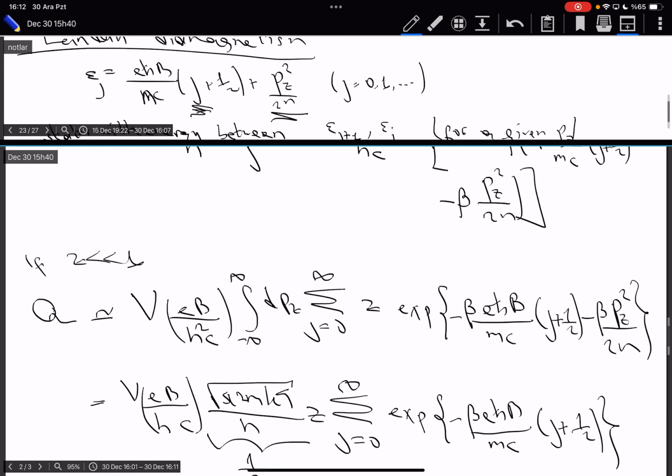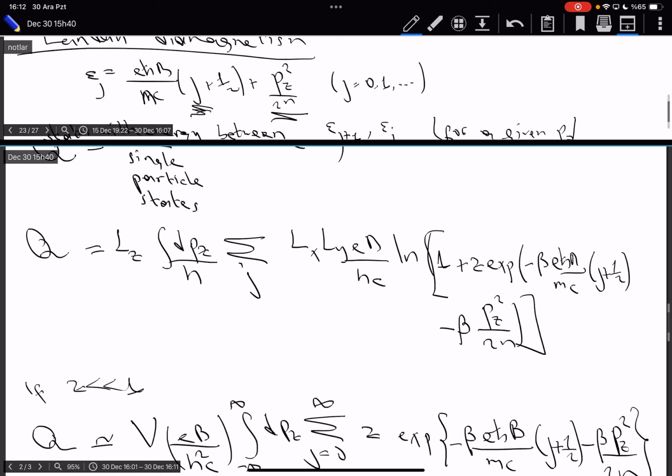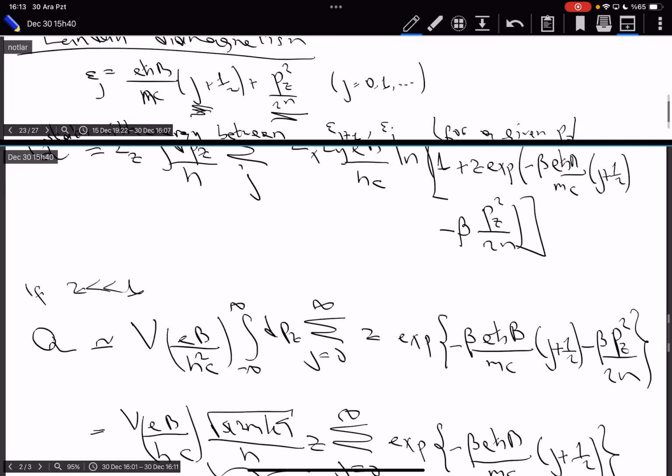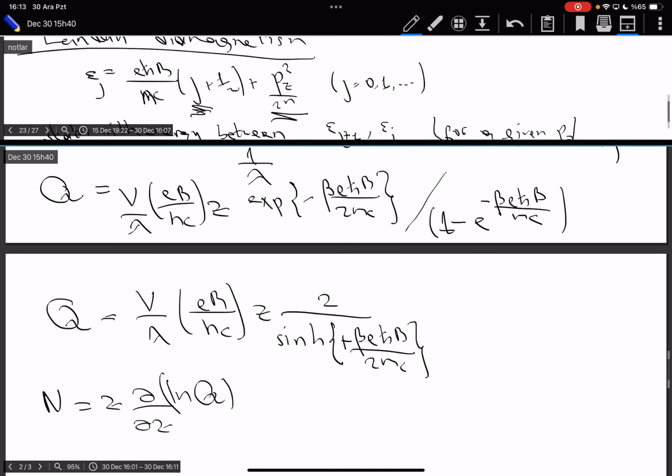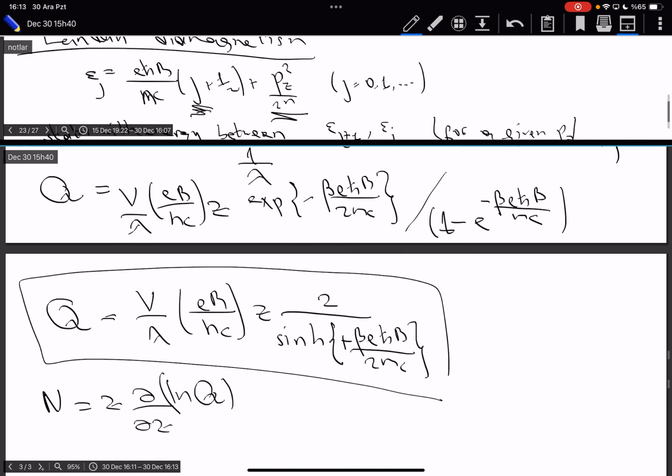Let's go back. This was my Q. You see, I wouldn't like to use this one. If I didn't do something wrong, if you take the logarithm of Q, differentiate with respect to Z, you just get 1 over Z. So probably we have done too much approximation to obtain that value, that N. But I can go back, I can use this expression over here.